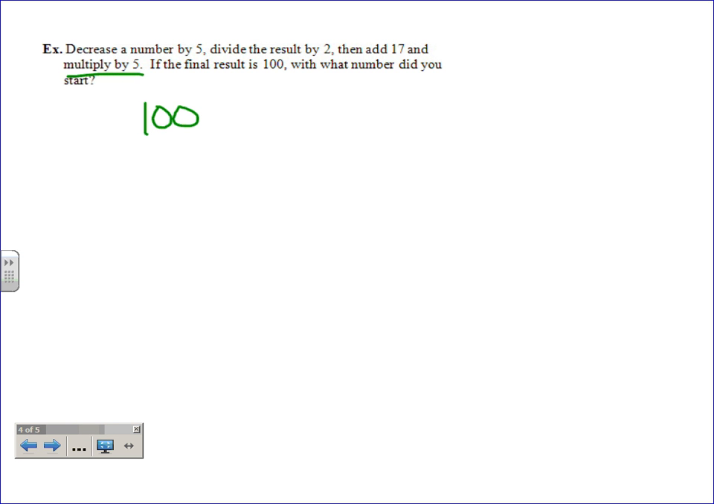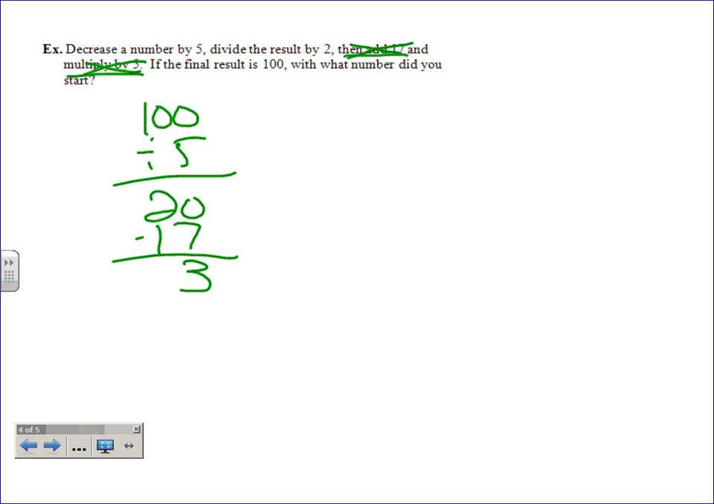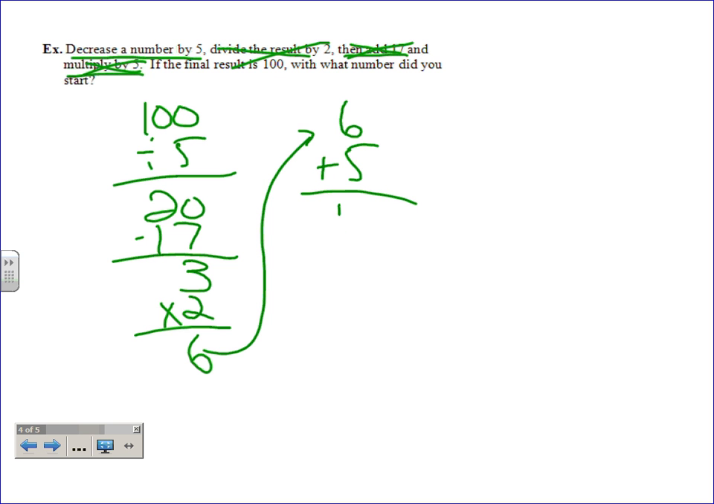All right, so we have to undo that. So divide by 5, which is 20. There we go. Undone. So they added 17, so we subtract. That's 3. Undone. Divide by 2, so we're going to multiply by 2. 6. Undone. Again, we'll move it up so everybody can see it. Decrease by 5, so we're going to increase by 5. And 11 is where you started. Okay. Any questions on that?